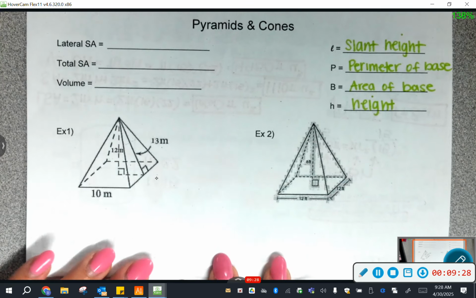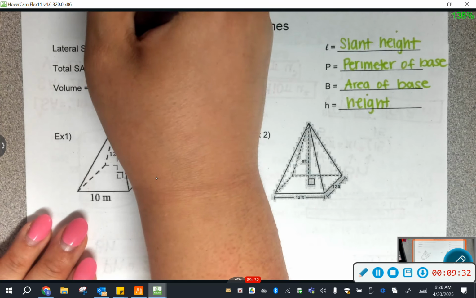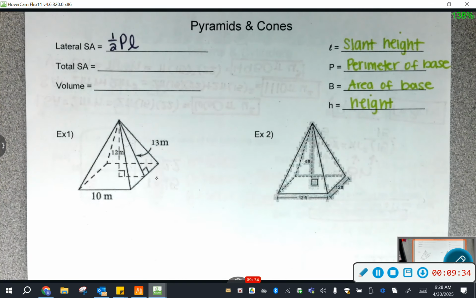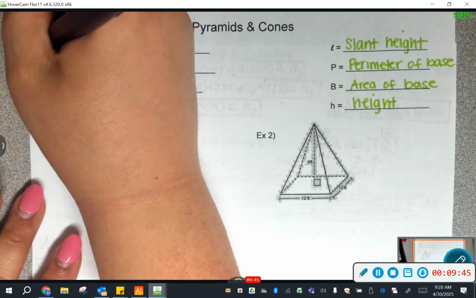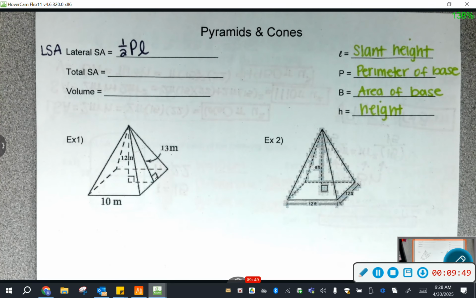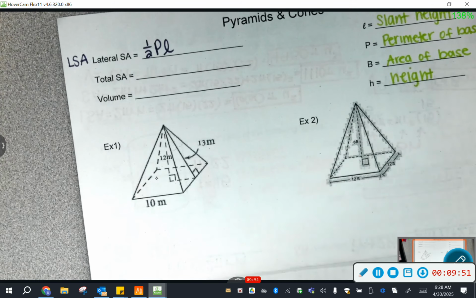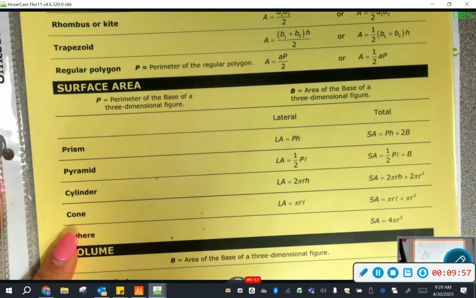So my formula for lateral surface area is 1/2 PL. That's to find what all the triangles added up are. Write it down, please. Remember, we are going to do LSA or LA for lateral surface area. I've been saying LSA, but today somebody noticed on the formula chart, it just says LA. LSA, LA, same thing.